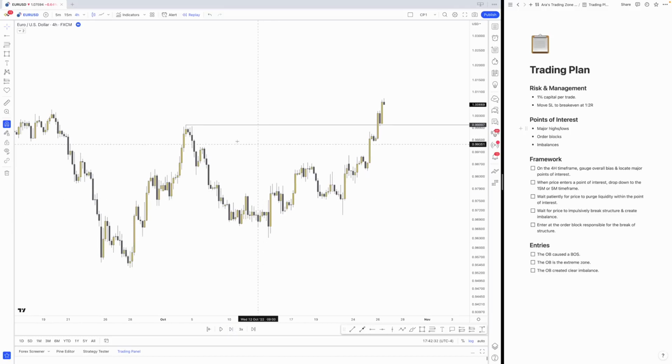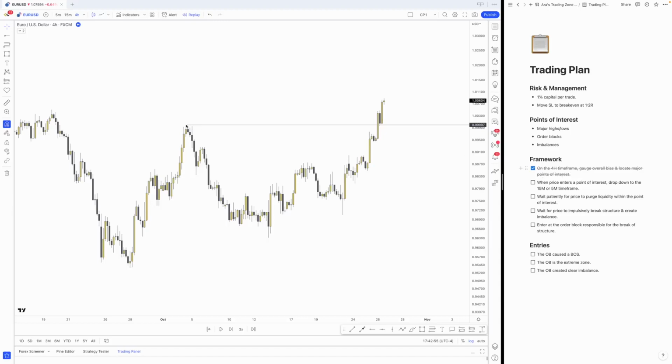Okay, so we can see that price has tested that high. It's broken through that high, but we now have to drop down to a lower time frame to see if there's going to be a break to the downside, signaling that this was just a liquidity grab instead of a break of structure. So we're going to check this off the list because we've eliminated the first step to our trading plan. On the 4-hour time frame, gauge overall bias and locate major points of interest.